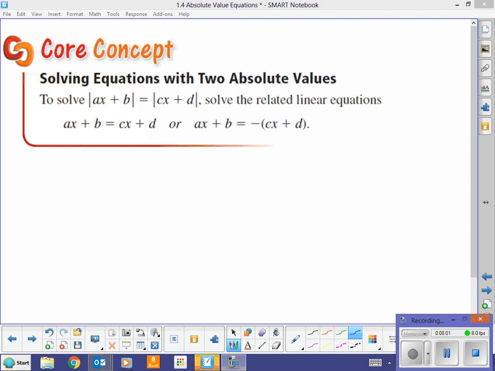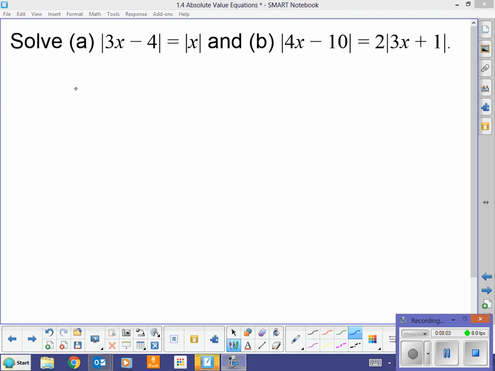Okay, so let's try that here. So I'm going to say 3X minus 4, whatever's in here, is going to be equal to X, and it's going to be equal to the opposite of X. Okay, so let's go ahead and subtract 3X from both sides over here. So that's negative 4 equals negative 2x.